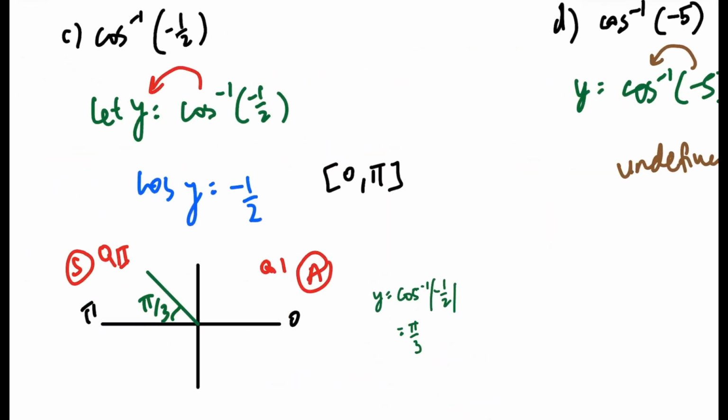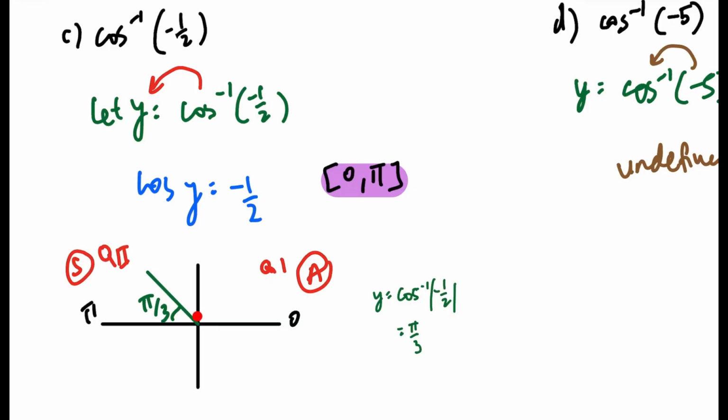This one is a bit complicated. Inverse cos of negative half, so let's see this together. Let y equal inverse cos of negative half. Change to the opposite side, so cos y is negative half. Let's see your domain; please write this as a precaution. It must be within 0 until pi. So we need to think: what angle has a cos of negative half? If cos is positive, the angle is in quadrant 1, and if it is negative, definitely you are in quadrant 2.